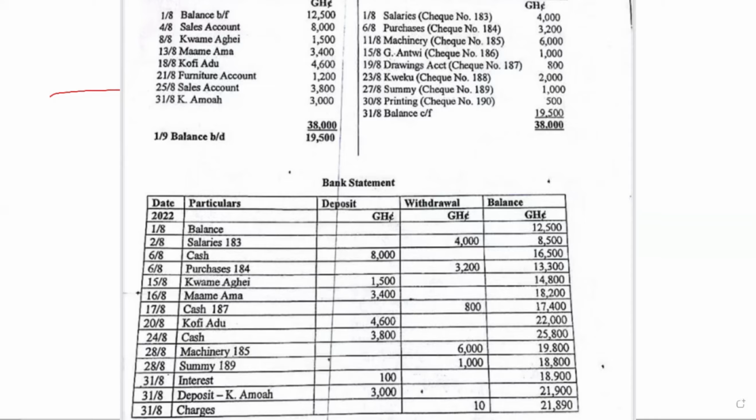You don't use the opening balance at the top, which is the 12,500. You use the closing balance, which is the 19,500. That would be your opening balance for the adjusted cash book. If you are using the first one, then it means you have to enter all the figures that are in the cash book again. But we are using the balance brought down at the end, showing that all these cash book transactions have been affected. So we can't use the first one. Therefore, we are going to use the last one.